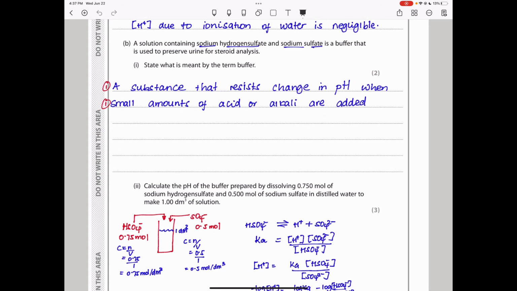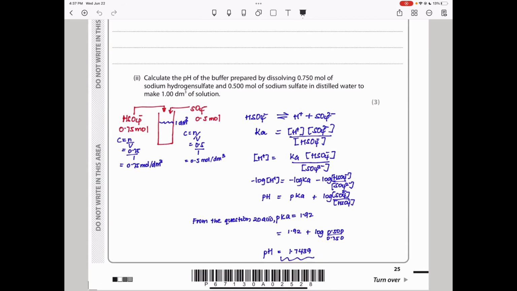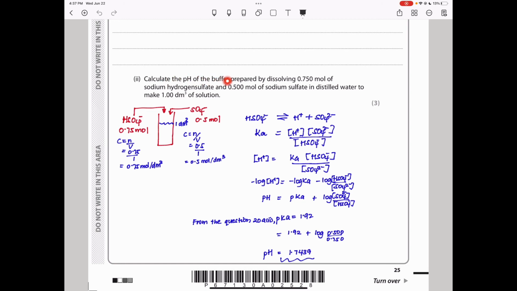Together, 2 marks: you have to talk about resisting change in pH, and then when small amounts of acid or alkali are added. So the next part says, calculate the pH of a buffer prepared by dissolving 0.75 mole of sodium hydrogen sulfate and 0.5 mole of sodium sulfate in distilled water to make 1 decimeter cube. Now here I try to demonstrate what is going to be taking place. We are putting the hydrogen sulfate and the sulfate into a total volume to create 1 decimeter cube. It means the concentration is basically going to change for each. So let's take an example. Let me use green.